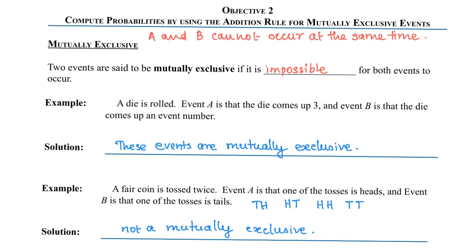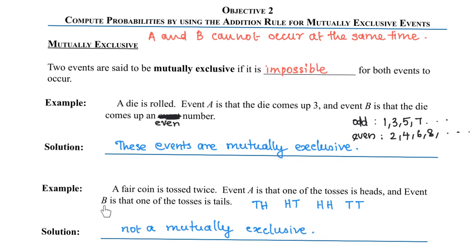Mutually exclusive events. Two events are said to be mutually exclusive if it is impossible for both events to occur. That means A and B cannot occur at the same time. A die is rolled. Event A is that the die comes up with 3, and event B is that the die comes up with an even number. Odd numbers are 1, 3, 5, 7 and so on; even numbers are 2, 4, 6, 8 and so on. So 3 is an odd number, and the die cannot come up with 3 and an even number. So we can conclude that these events are mutually exclusive.